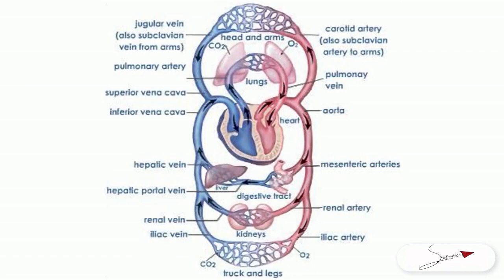Beginning from the right side of the heart, the heart pumps blood out of it along the pulmonary arteries to the lungs. In the lungs, the blood collects oxygen from the inhaled air and gives up its carbon dioxide. The oxygenated blood from the lungs returns to the left side of the heart by flowing through the pulmonary veins. The left side of the heart then pumps the oxygenated blood out to all other parts of the body except the lungs through the arteries.